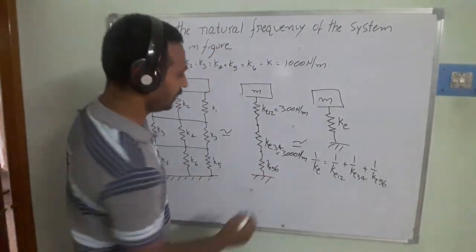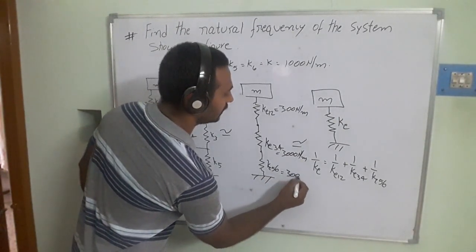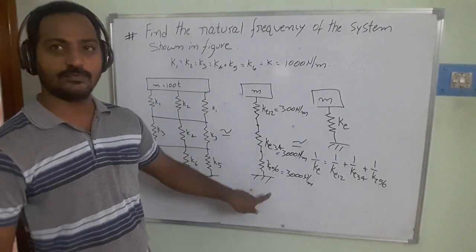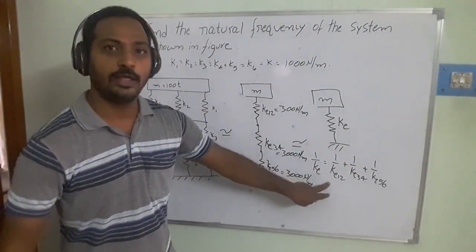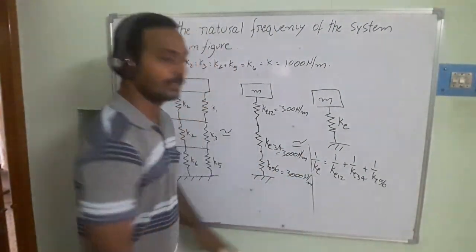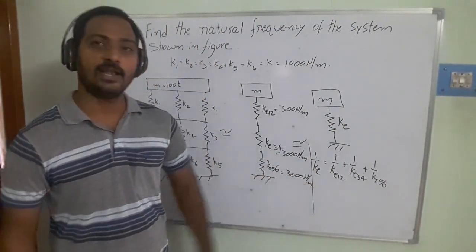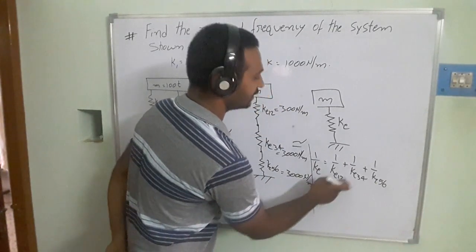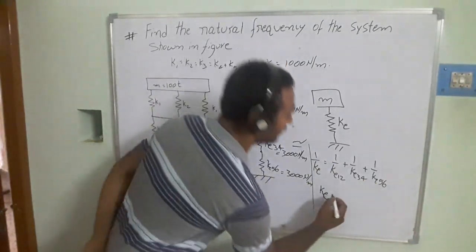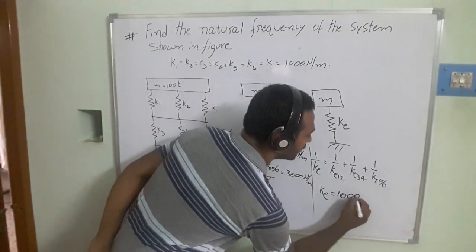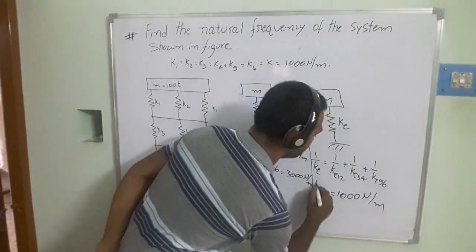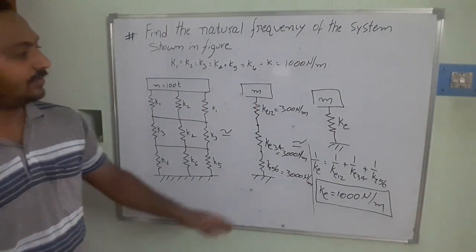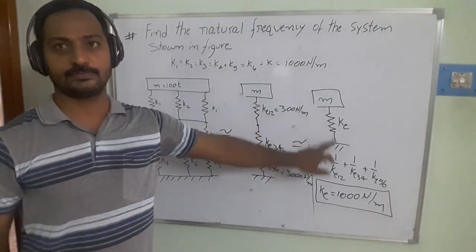And what about this one? This is also 3000 Newton per meter. Once we get these equivalent stiffness values, then we can substitute in this equation. So in this equation, finally, what is the KE value we are going to get? Once you substitute 1 by 3000, 1 by 3000, 1 by 3000, finally I am getting 1000 Newton per meter. So this is the equivalent stiffness constant of these springs.